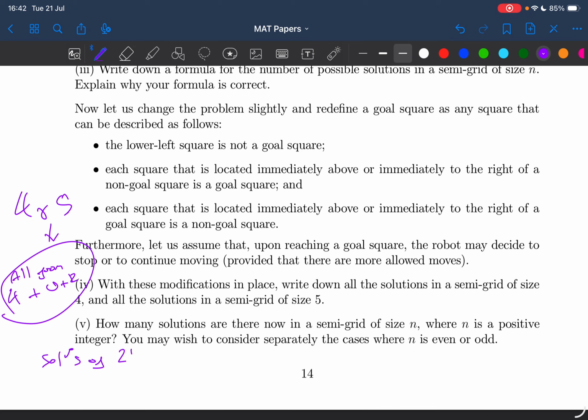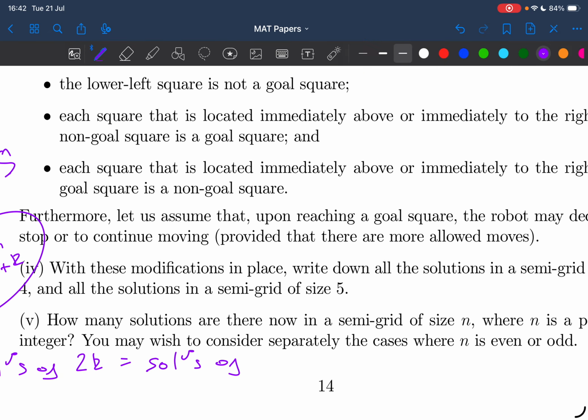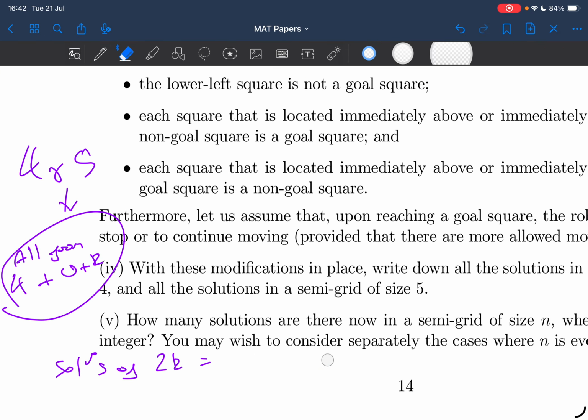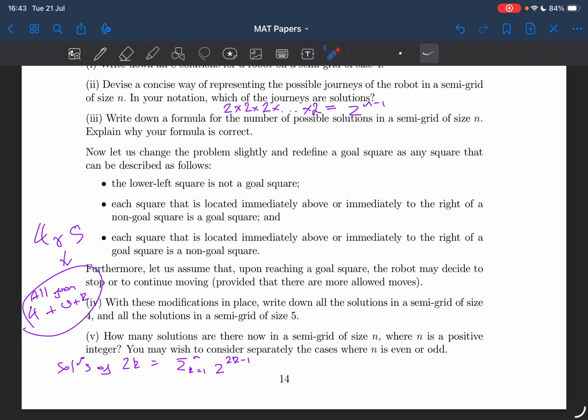So the solutions of, if we want to have a number, say 2 times k, some even number, is equal to the solutions of all of them from there. So think about like the original one we looked at, we'd have 2 to the power of n minus 1. We want to have that for all of the possible k's that we're going to have, all the possible 2k's. So it should be the sum as k goes from 1 up to some number n. And what we're going to have then is 2 to the power of 2k minus 1. We're going to add all of those things up. That should be the solution.